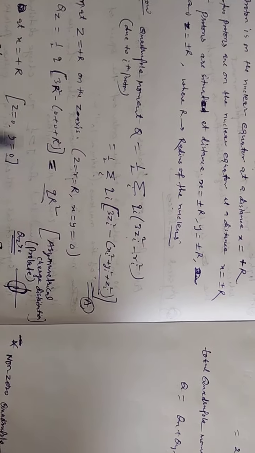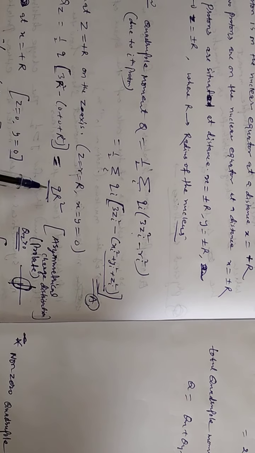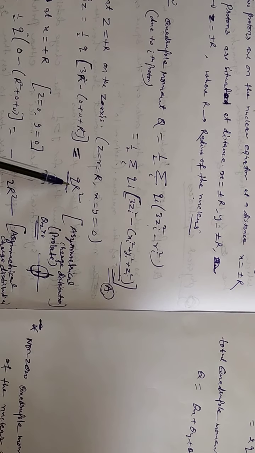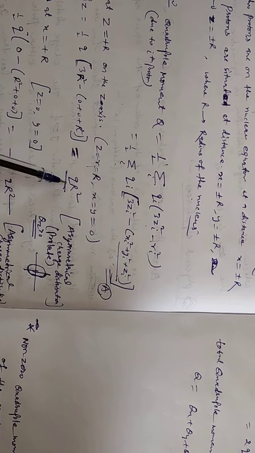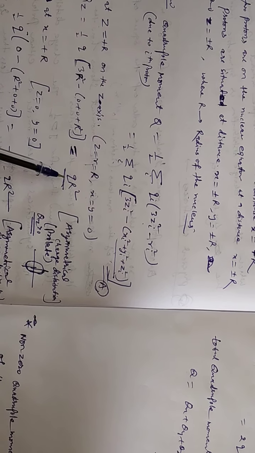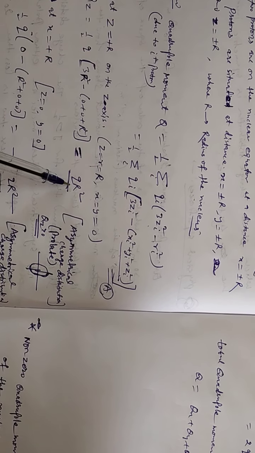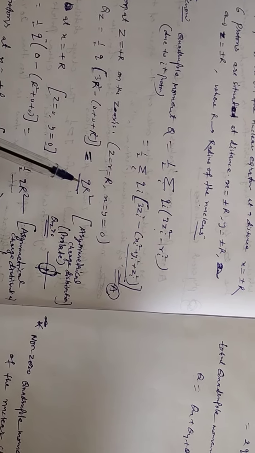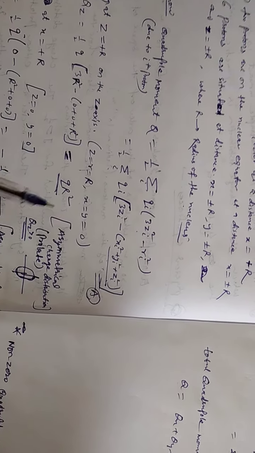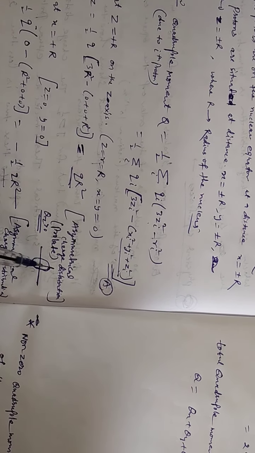So the first case is when Qz is q r square, which is positive. It indicates that the charge distribution is not symmetrical, and since it is positive, it is asymmetric as well as prolate spheroidal distribution. Prolate spheroidal means the charge distribution is stretched along the z direction.